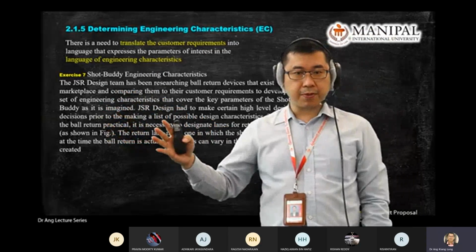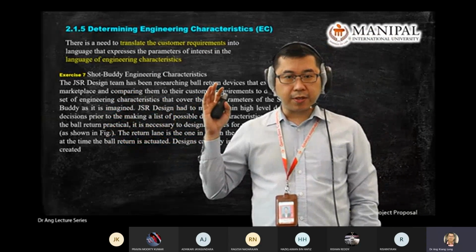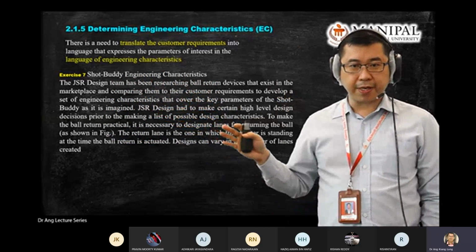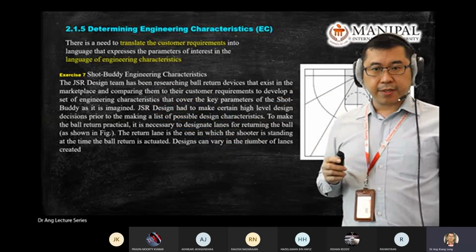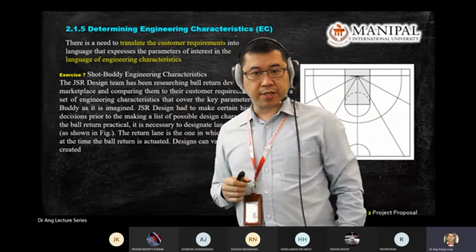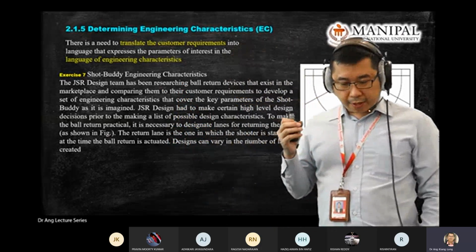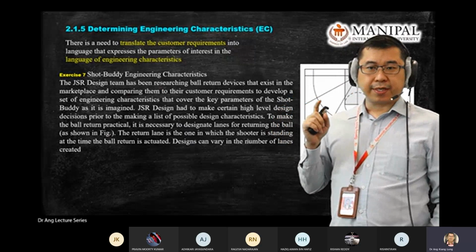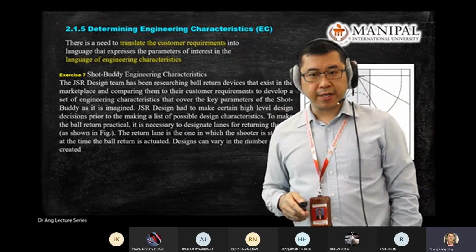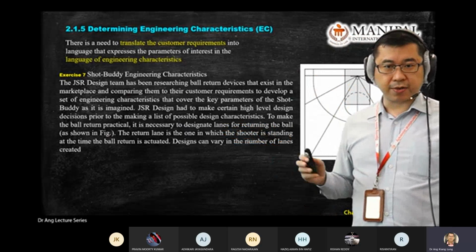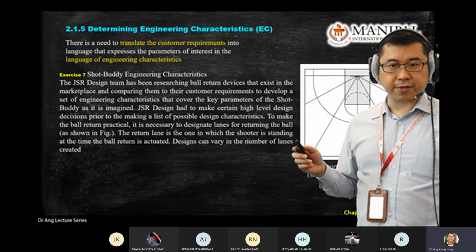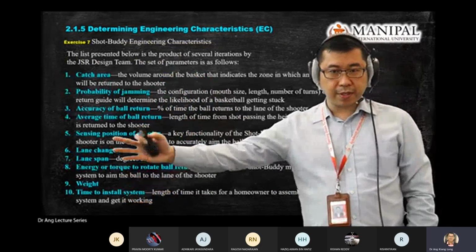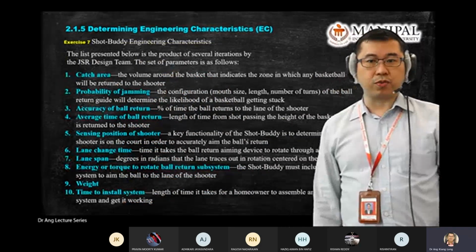So I'll give you an example. The basketball robot. You can read here, but they come up with the engineering characteristics where they need to come up with some parameters that justify what the customer wants. All this you can read, quite lengthy, but basically I'll give you an example of all the parameters they need to look into.